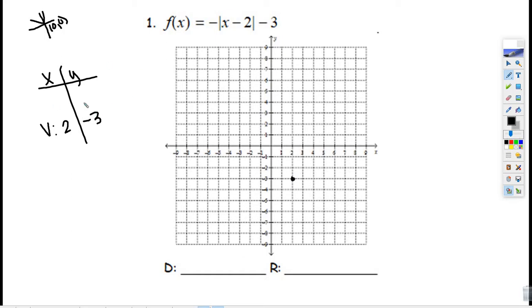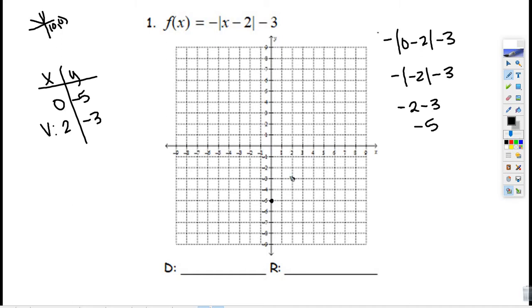Then I can find a point on either side. Now you can use symmetry, or you can just plug and chug any number less than 2 or any number greater than 2 into the equation. I would like to choose 0, just making the math easier. So I'm going to plug that into the equation. I get the opposite. 0 minus 2 is negative 2. The absolute value of negative 2 is 2, minus 3, and negative 2 minus 3 is negative 5. So I have 0, negative 5.